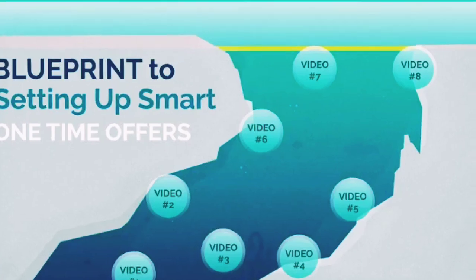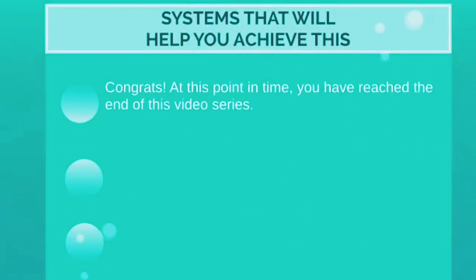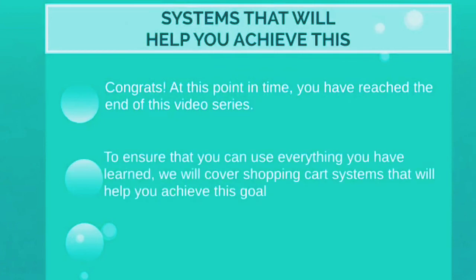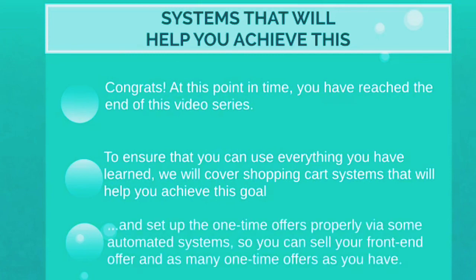Hello and welcome to video number 8, and I just want to say congrats. At this point in time, you have reached the end of this video course. To ensure that you use everything you have learned, we're going to talk about shopping cart systems that will help you achieve this goal and set up the one-time offers properly via automated systems, so that whenever somebody buys your front-end offer, they will be automatically presented with OTO 1 or OTO 2, 3, 4, 5, or however many one-time offers you have.